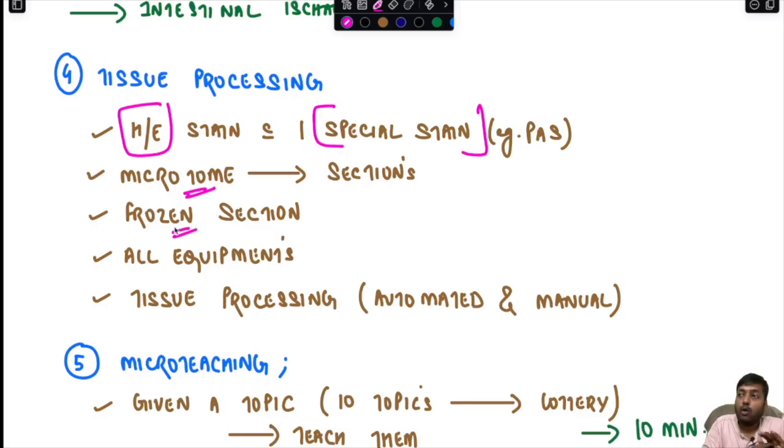Now whatever equipment is kept over here, if you have a frozen section, a cryostat is there, questions will be asked. All the tissue processing, the manual as well as the automated tissue processors, will be asked. All equipment, whatever is kept, questions will be asked from there. So make sure whatever instruments are kept in your tissue processing unit, you are well aware of their working, and everything in detail has been covered in the tissue processing sections of our application.